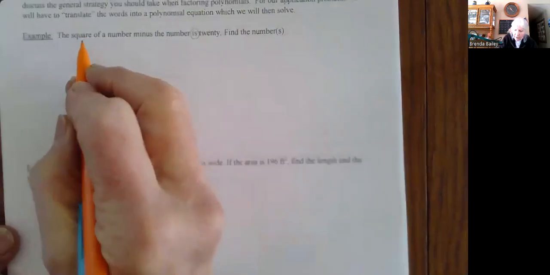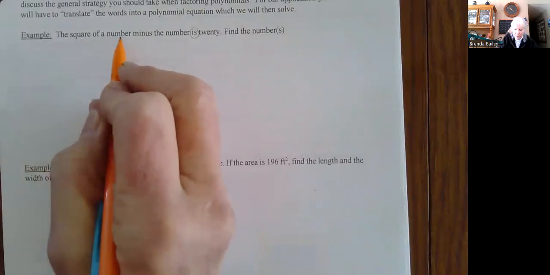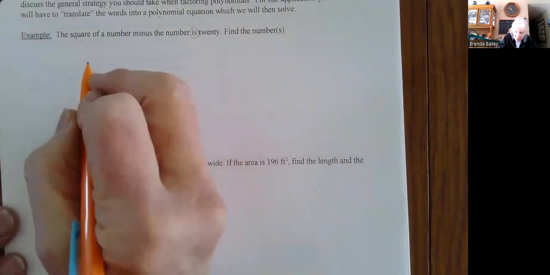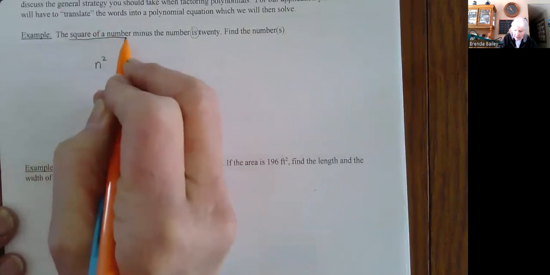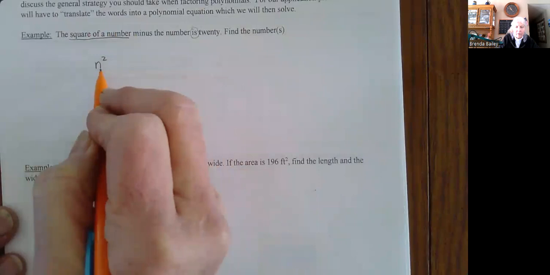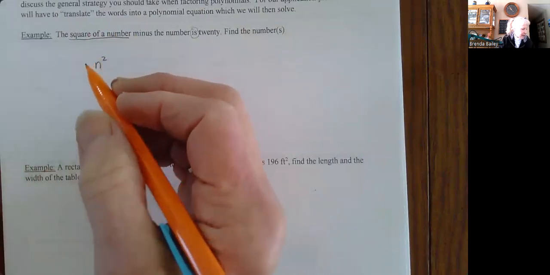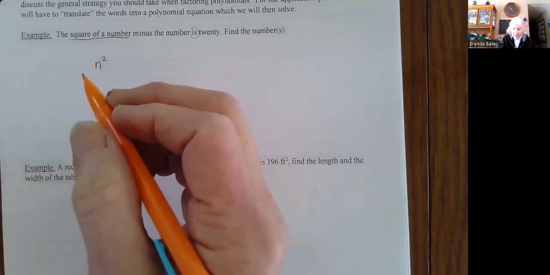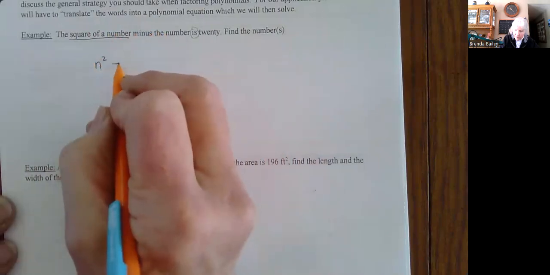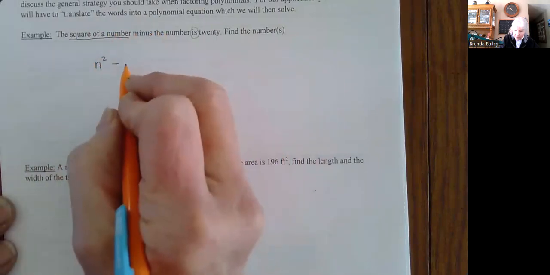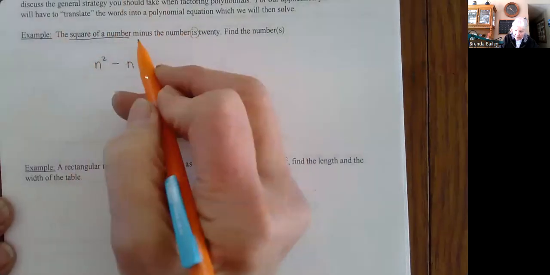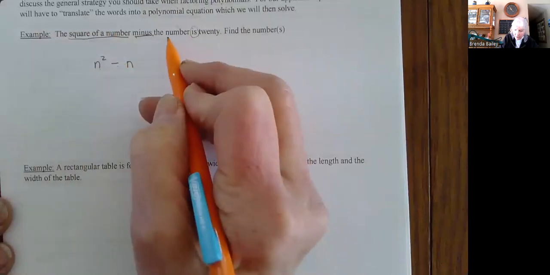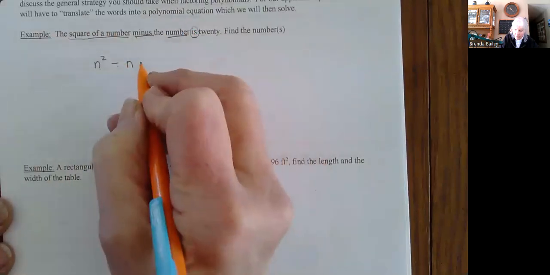So we have the square of a number. Now you have to pick a variable. Let's call it n. So we're going to n squared. The square of a number is n squared. If we had the cube of a number, we'd have n cubed. Minus the number n. Okay, we don't know what it is. So we have the square of a number minus subtraction, the number is equal to 20.